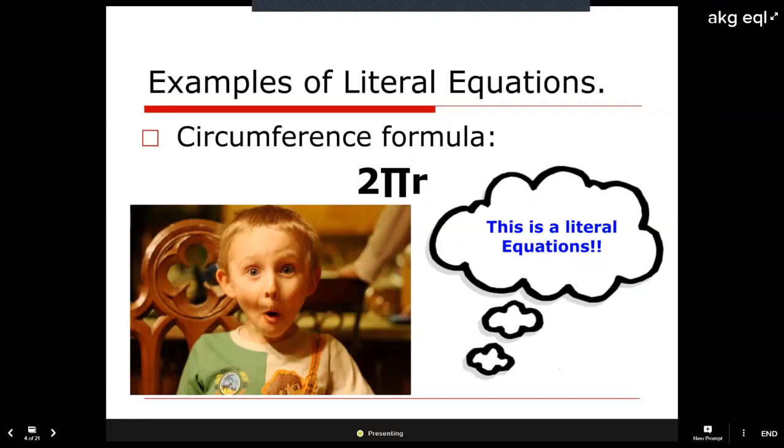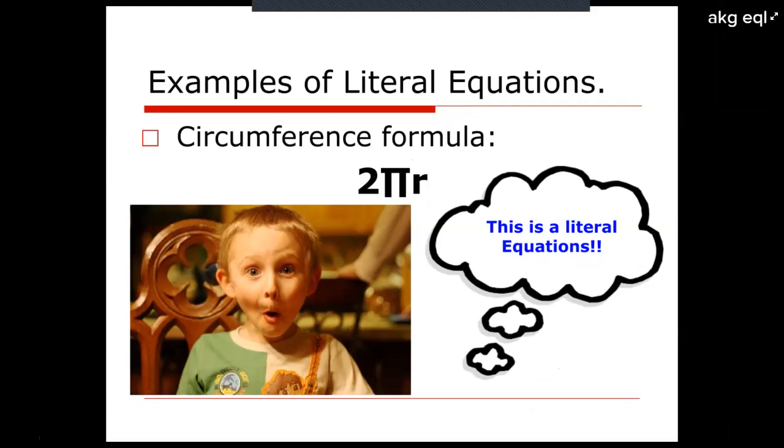All right, so an example of a literal equation would be like the circumference formula, where c equals 2 pi r. So you can see we'd have a c, we'd have a pi. Pi counts as a letter or a variable, even though we sort of know what it's equal to, and r, which is for radius, which hopefully people know.